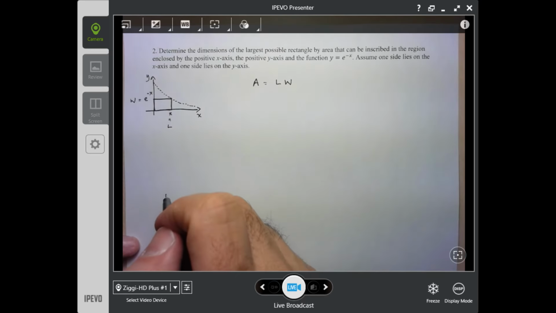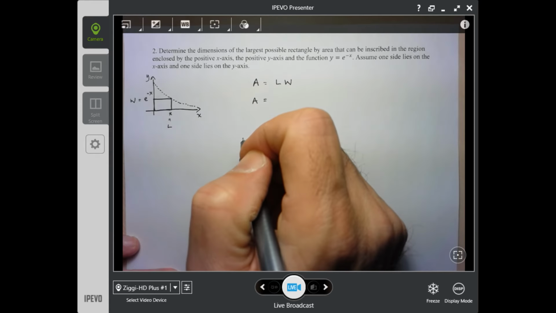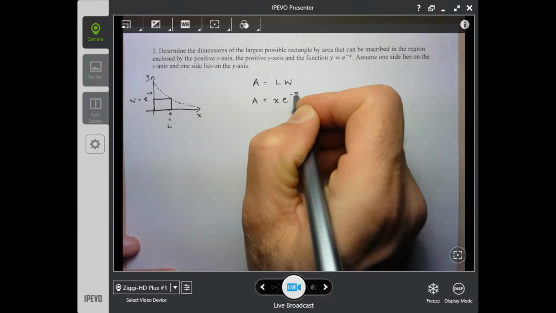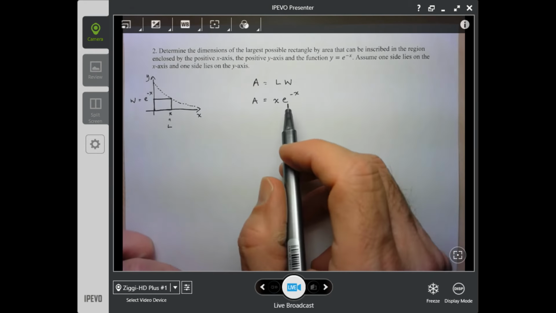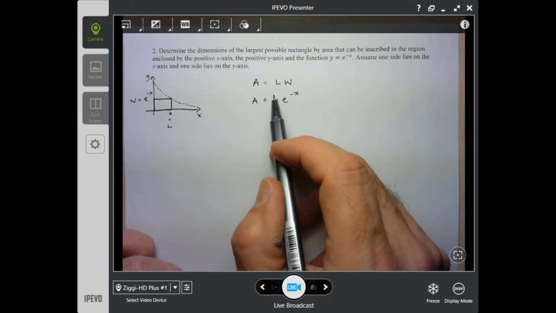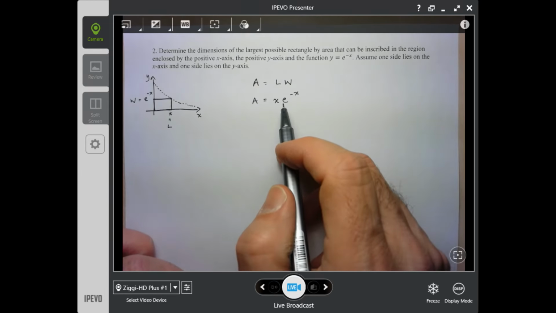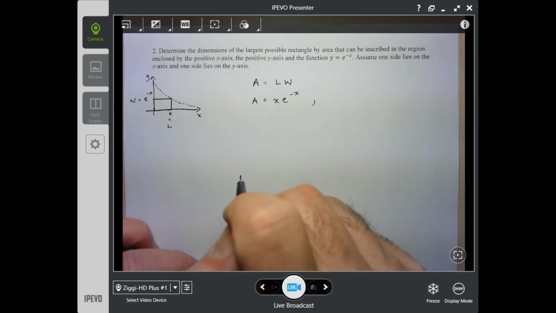Okay, and so now I can rewrite this function A equals L times W as A equals x times e to the negative x. All right, so one thing I notice is that this is already a function of one variable. Okay, so I'm done in terms of representing A in a way that I can work with. And now let's come up with our domain.